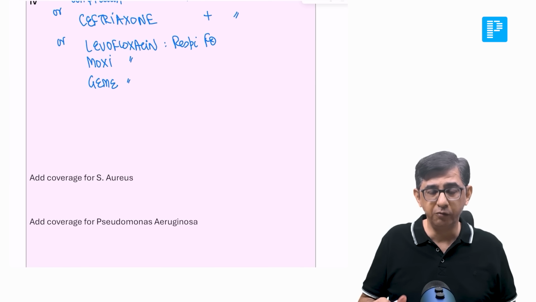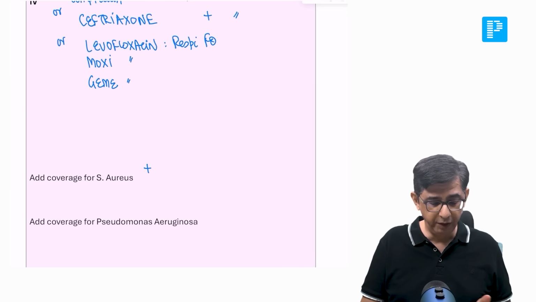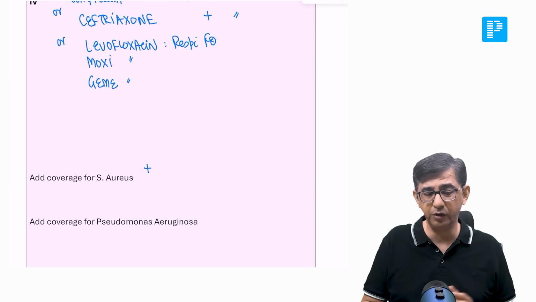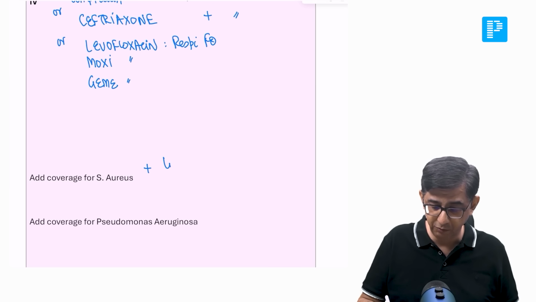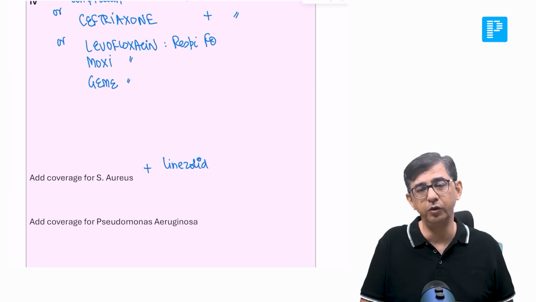If he asks what coverage you would add for staph aureus, like the patient required hospitalization, or the person is having hospital acquired pneumonia, then I need to give coverage for staph aureus. Or if the culture is showing staph aureus or radiological findings of pneumatoceles are present, then the coverage I'll be using in this patient would be linezolid. You are aware that daptomycin has poor penetration into lung tissue, so linezolid would be added.